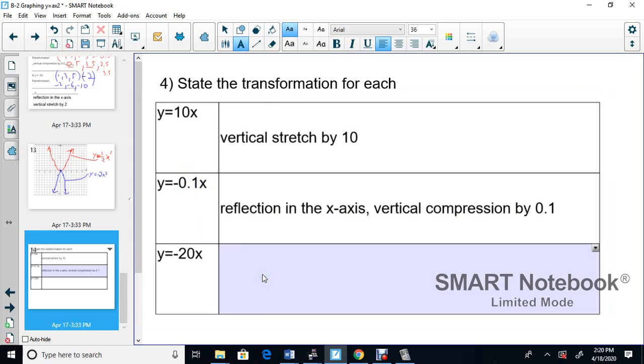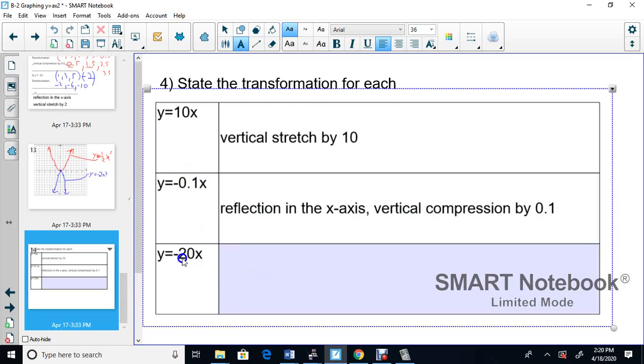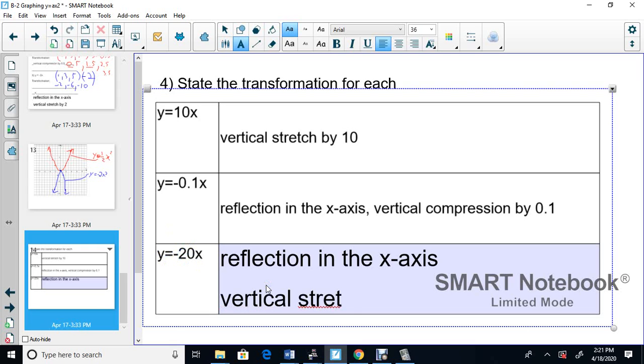Okay, let's do the last one here. Okay, again, the negative in the front, that tells you it's a reflection in the x-axis. I can put another line. And then the 20, since it's not a decimal or a fraction, it's a vertical stretch by 20. I want you to try the other ones for this question, and I also want you to do the other graphs.